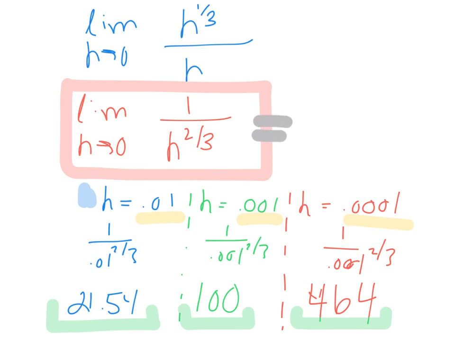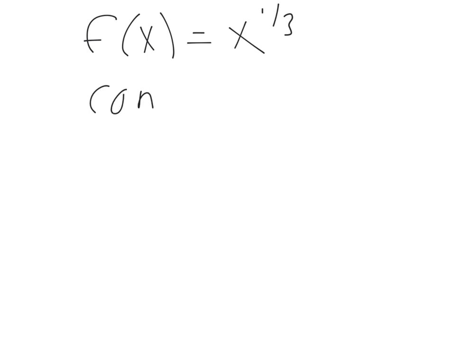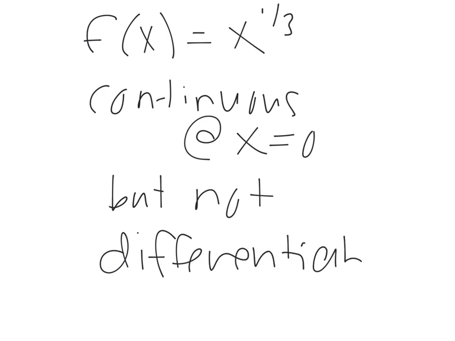So this limit, we don't know what it's equal to. This limit does not exist because we can't say that those numbers are converging to a certain point, like the slope is 7 or the slope is 12. So since that limit did not exist, we can say that our function is continuous at x equals 0, but it is not differentiable. So if we try to find the derivative at 0, we couldn't.